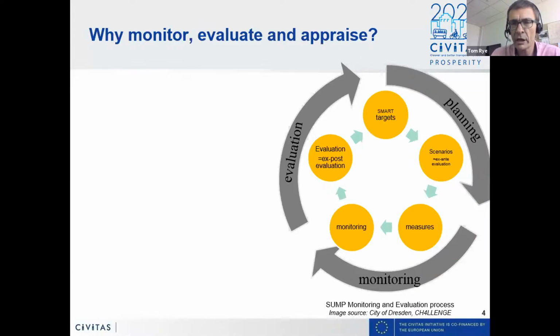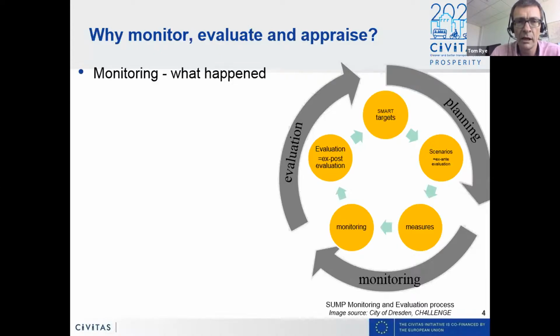Monitoring and evaluation are all part of a cycle. So you could say that the SUMP is a cycle, but monitoring and evaluation help us to set targets within our SUMP scenarios, possibly. Certainly help us to select our measures in order to meet those targets. Then obviously we monitor whether or not targets have been achieved and try to understand through evaluation why they may or may not have been achieved.